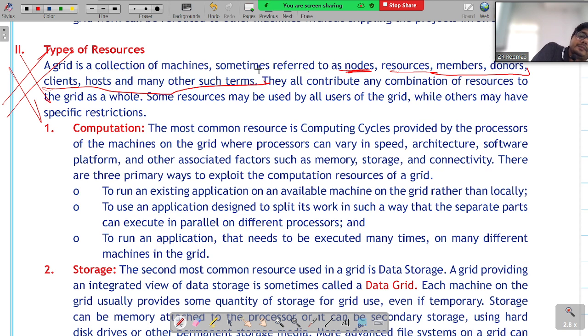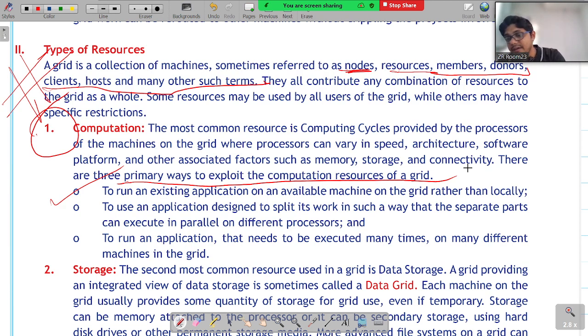These all are computers only, but different terms. Are you correct? Yes. Now, where can we use this grid? The first point is computation. Already we have done this thing. The 3 primary ways to exploit computation: first, to run an existing application on an available machine on the grid rather than locally. Rather than locally means what? If I am running anything on a single computer, it's better to run everything on the grid, so it will be faster. Are you correct? Correct.